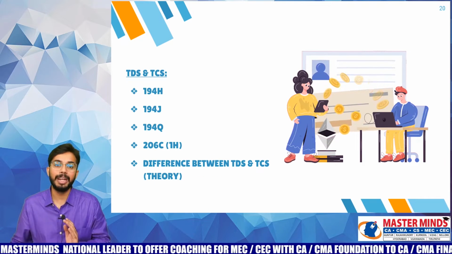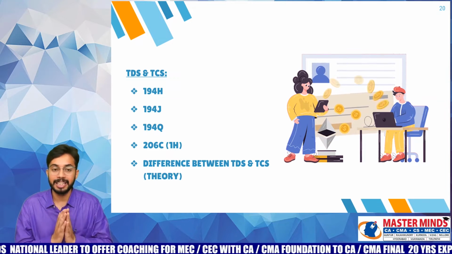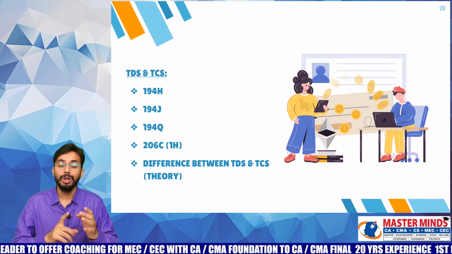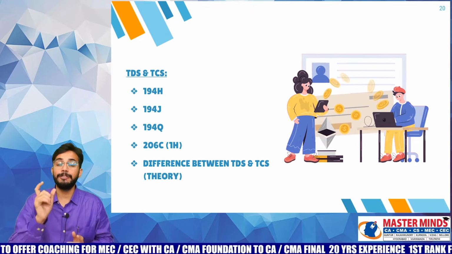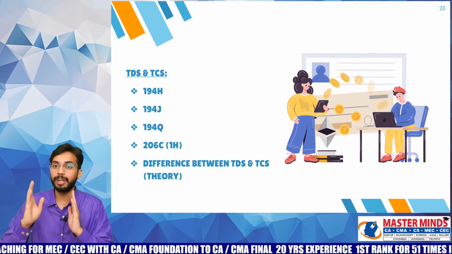Then start preparing for TDS and TCS. Some of the important topics under TDS and TCS are 194H, 194J, 194Q, 206C(1H), and differentiate between TDS and TCS. I have already told you this is an important theory question.